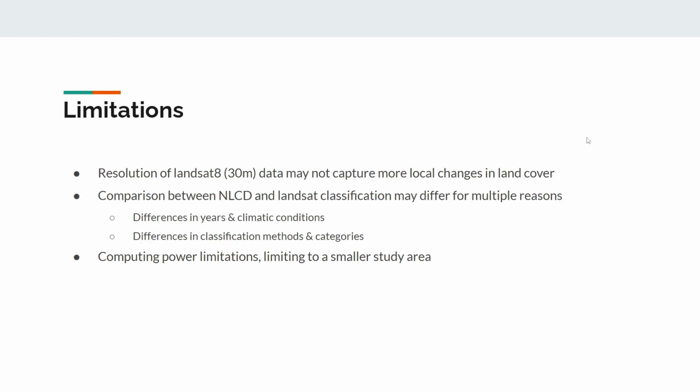There are a number of limitations to this project, first being the 30-meter resolution of the Landsat data. This means we may not accurately capture the smaller transitions between some of the land cover types, as well as maybe overclassifying some due to this overlap.